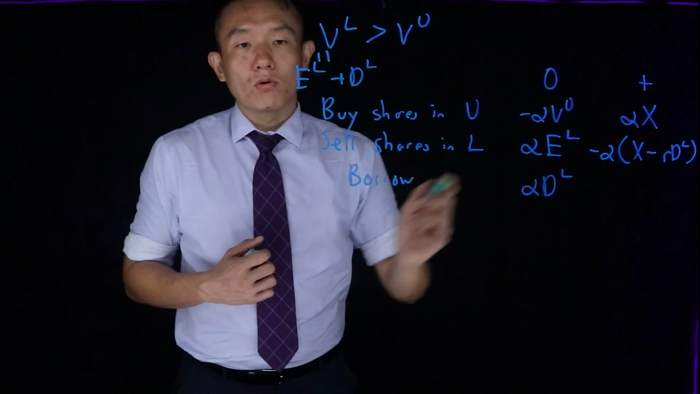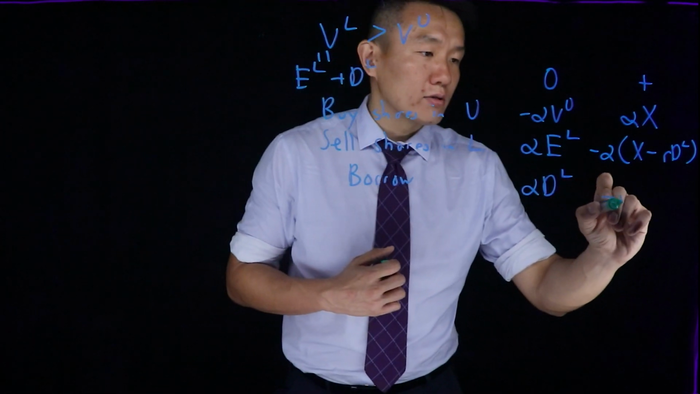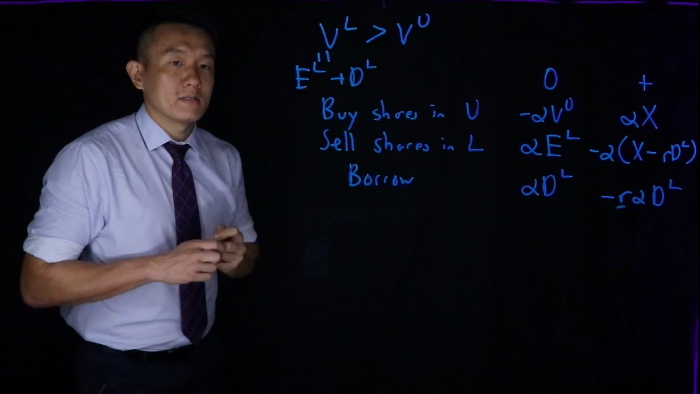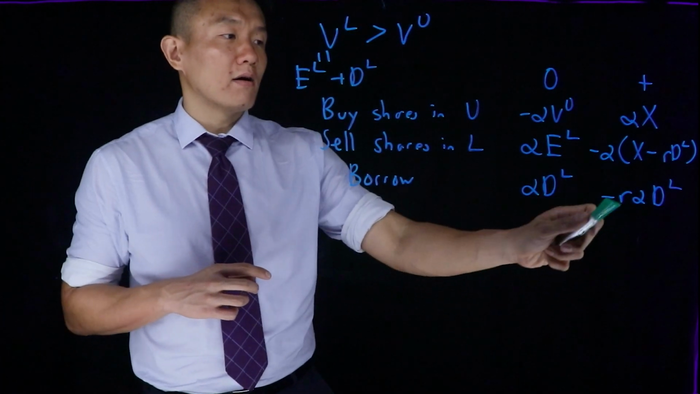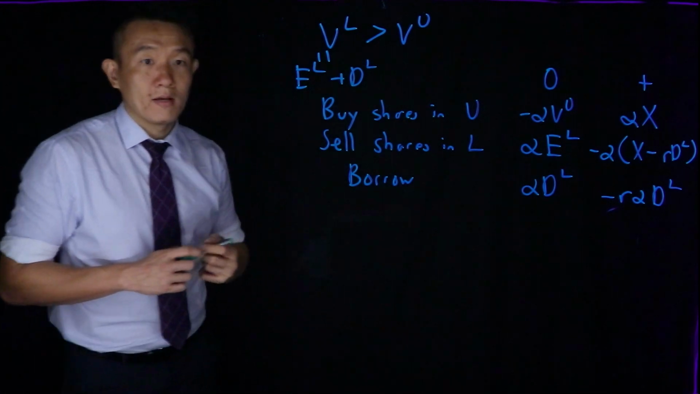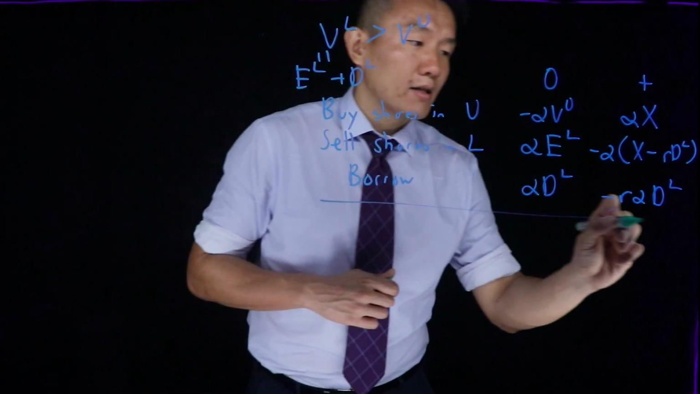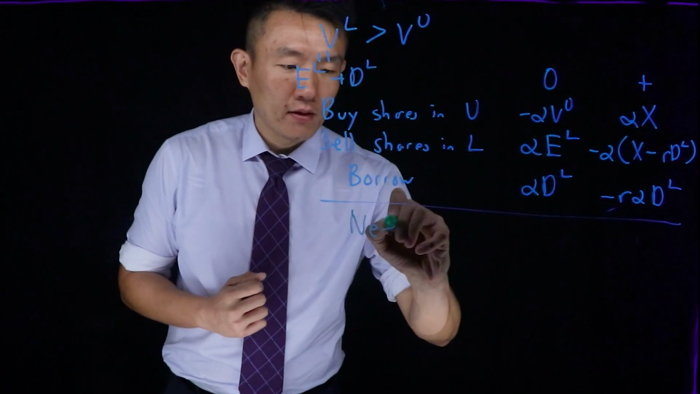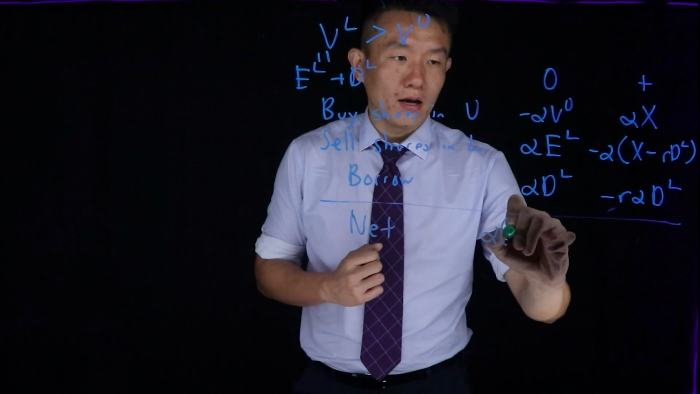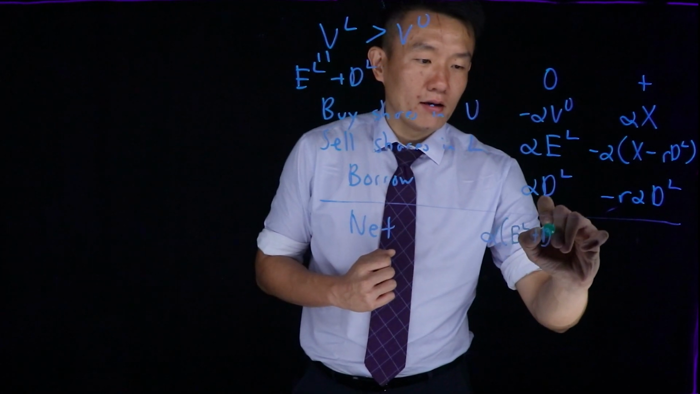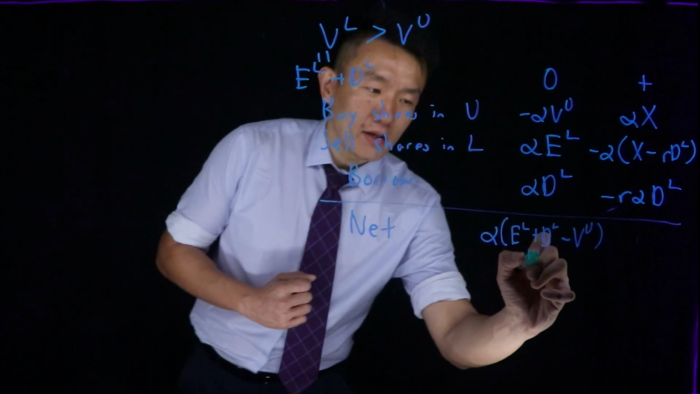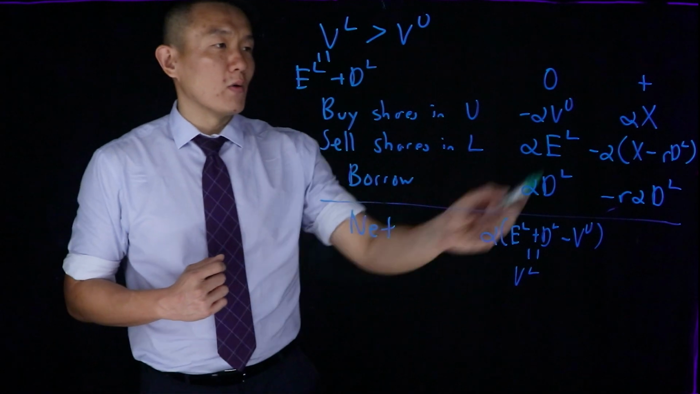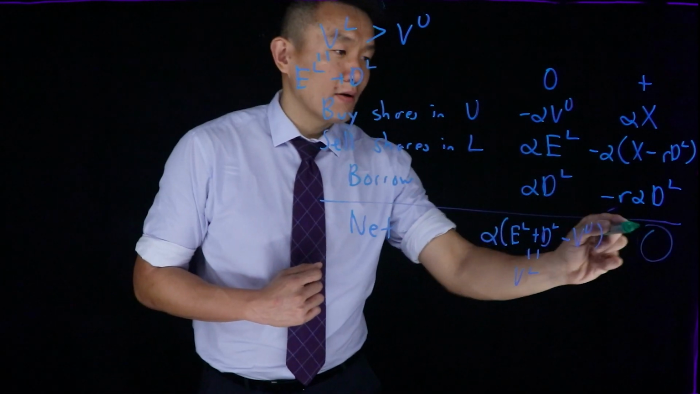This will require me to pay back interest at a rate of R. So in time t, I'm going to be paying back R times alpha times DL. And you can see exactly what happens here. The net payoff is going to be alpha times EL plus DL minus VU. Well, EL plus DL is just VL. And then in the future, all of these cancel out.